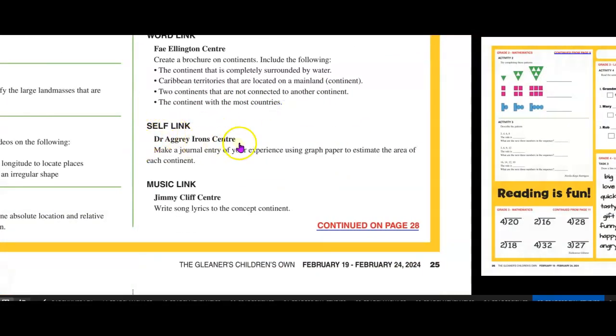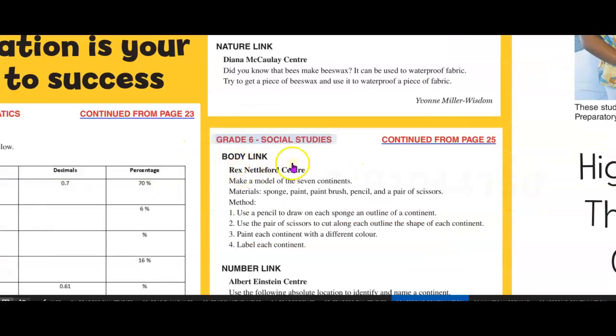From the Dr. Agri Irons Center, we have Self-Link. Make a journal entry about your experience using graph paper to estimate the area of each continent. Music Link from the Jimmy Cliff Center. Write song lyrics to the concept continent. Body Link from the Rex Nettleford Center. Make a model of the 7 continents.